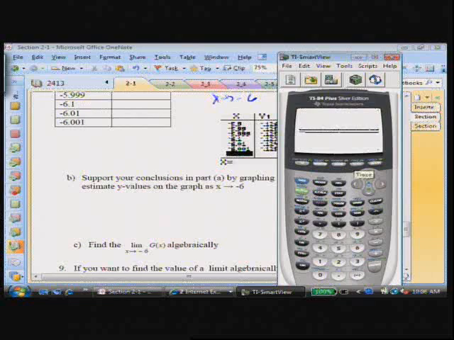And then if I were to trace, notice there is a hole at -6. Do you see how the graph is not defined at -6? But if I hit trace and get really close, I can see -0.124. And if I go this way, -6 is not defined, but if I go on the other side, I'm at -0.125. Okay, so it does appear that on either side of -6, I do get -0.125.